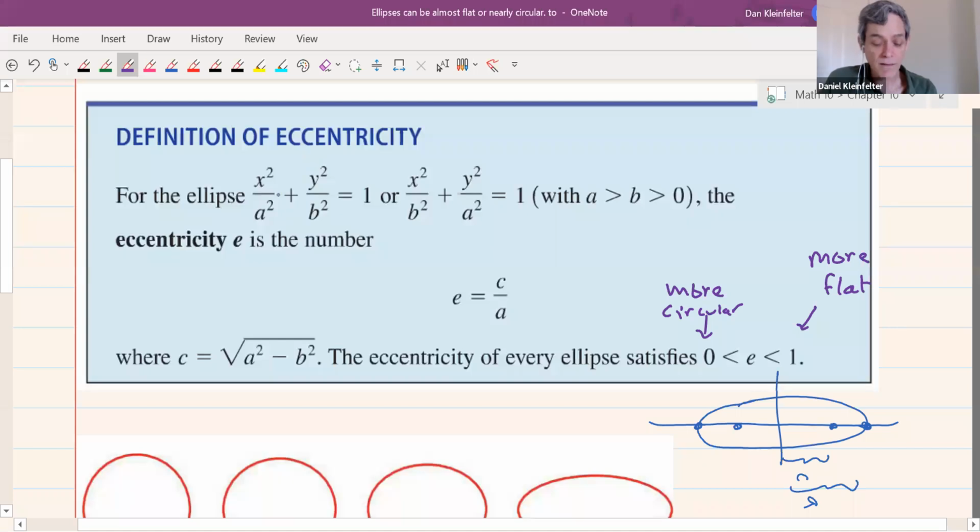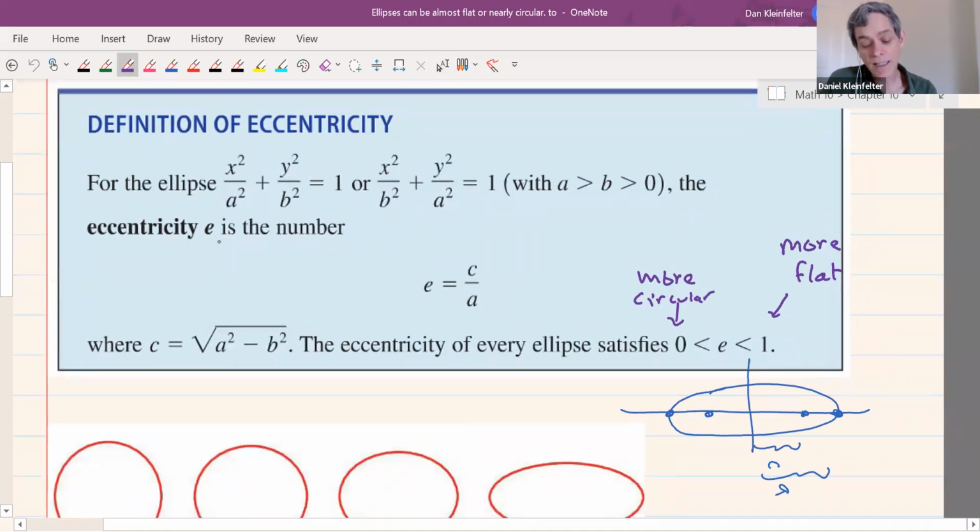So regardless of our formula, x squared over a squared or x squared over b squared, whichever it is, it doesn't matter. The eccentricity is called E, okay? And it's c over a. C, remember, is that number that's related by c squared is a squared minus b squared. And then it's divided by the a, the distance from the center to a vertex.